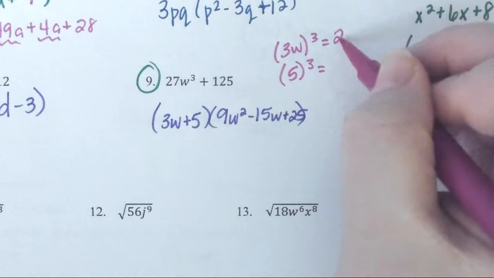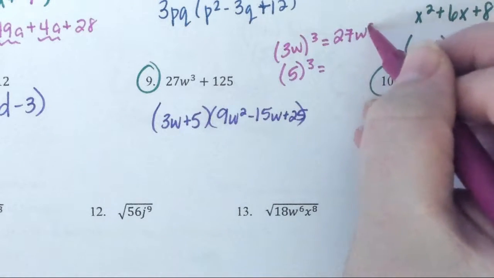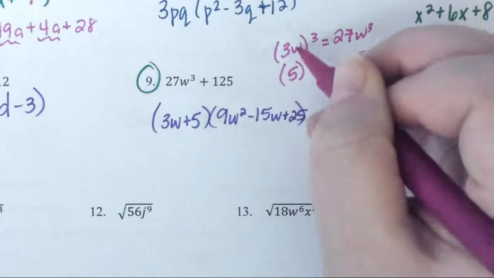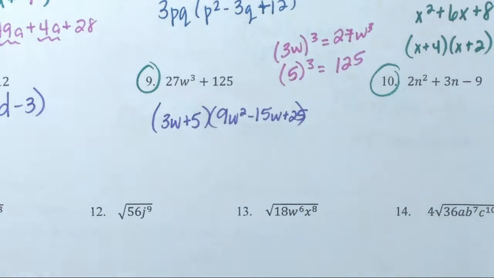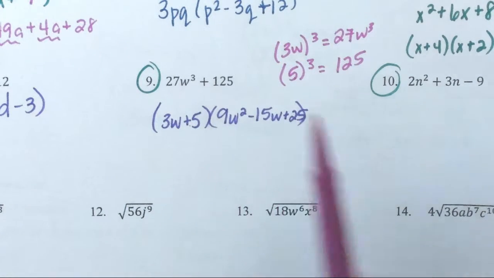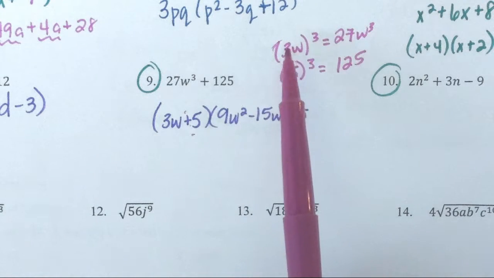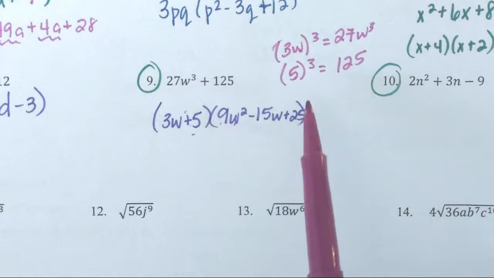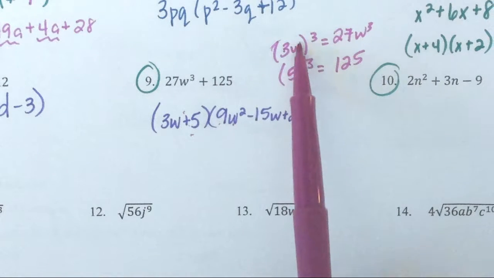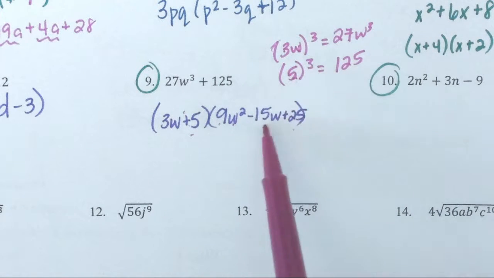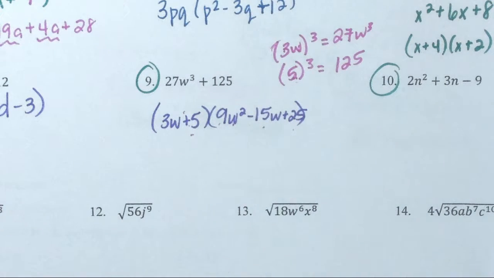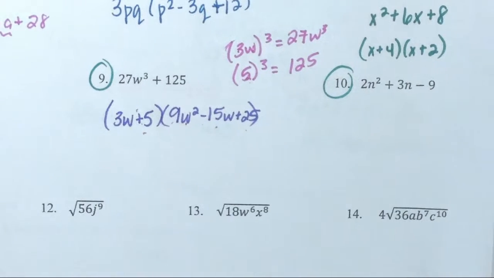3 cubed is 27. W to the third is W to the third. 5 cubed is 125. So he's right. It's 3W and 5. He used SOAP, so same sign, opposite sign, always positive. 3W squared, hence 3 squared is 9W squared. 5 squared is 25. 3W times 5 is negative 15. So that is literally perfect. That makes my heart happy.